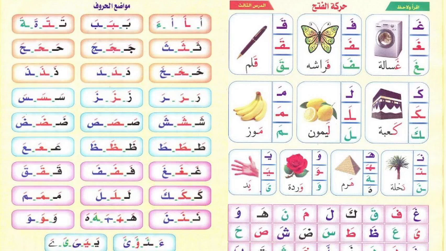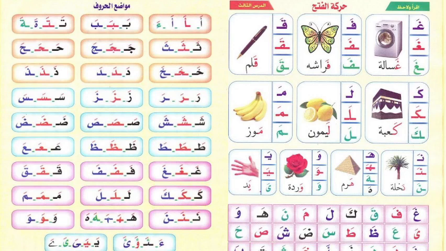Now we have lam at the beginning, in the middle, and at the end. And we have laymun. By now you should know what this means: laymun, lemon. And now we have mim at the beginning, in the middle, and at the end, and that's how it has been written. And we have mawz. Of course, you know what mawz means: banana.